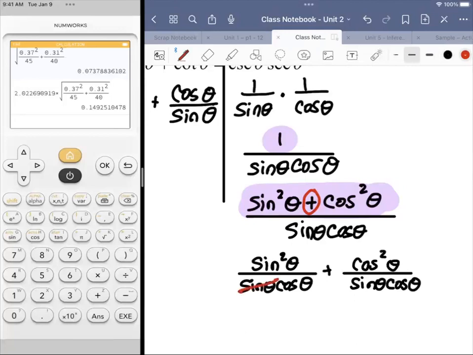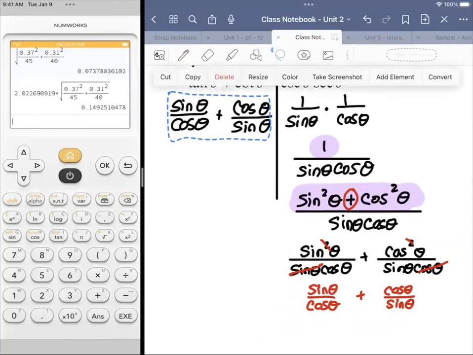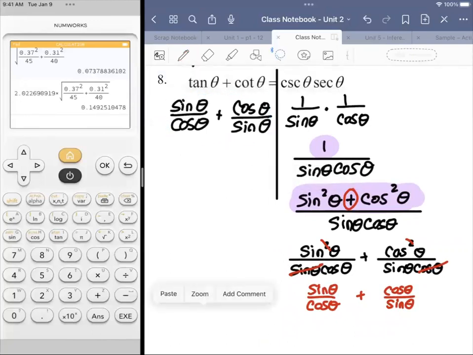Sine theta would cancel with one of these, leaving me with just a sine theta over cosine theta. Cosine theta would cancel with one of these, leaving me with cosine theta over sine theta. Bring the plus along for the ride, and we have equivalence. As long as at any point I make the left-hand side equal to the right-hand side, which is what we have right here, then we have what we're looking for. And that is direct equivalence, left side equal to right side.